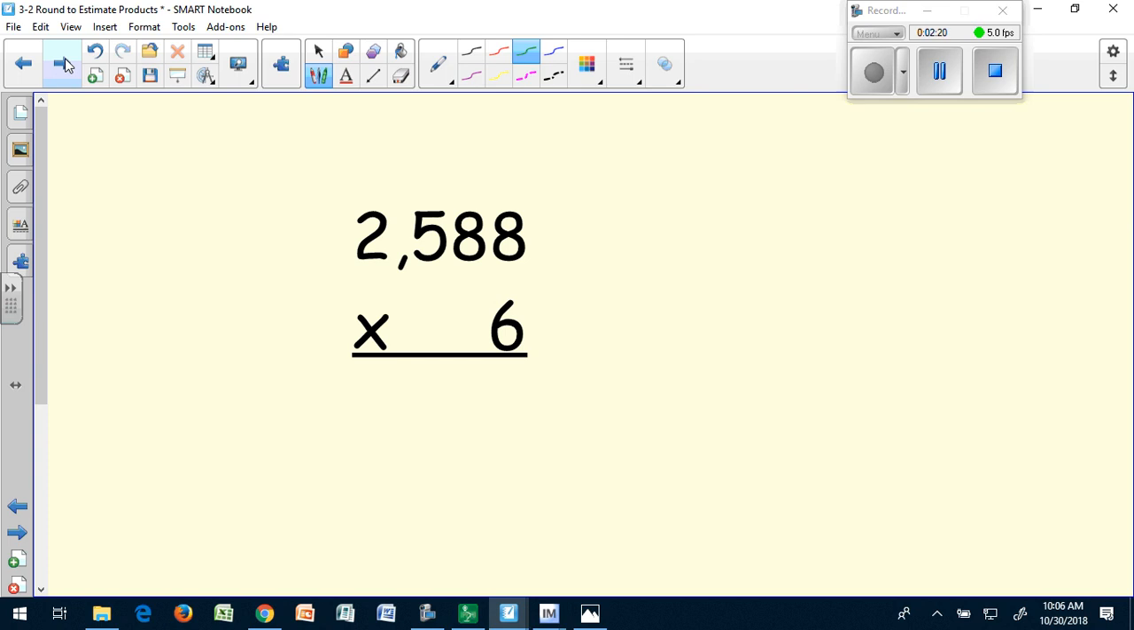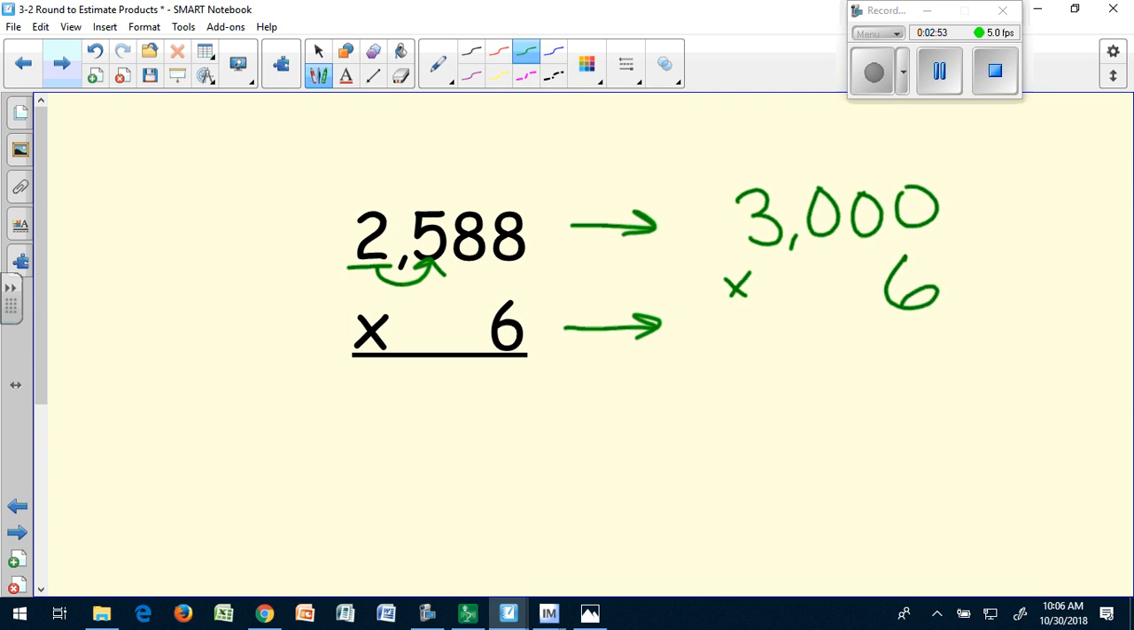2,588 times 6. Again, my single digit's going to stay the same because I know how to multiply by 6. My top number is 2,588, and I want to round to the nearest 1,000. I know that 2,588 is closer to 3,000 than it is to 2,000. So my new equation is 3,000 times 6.